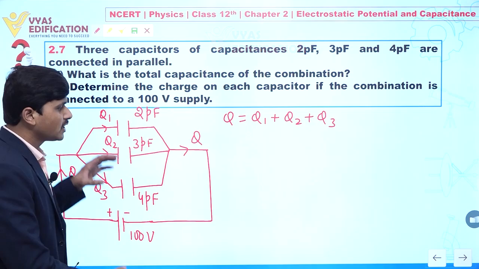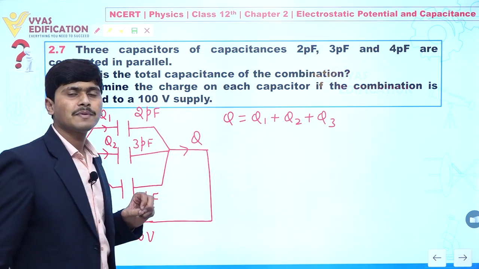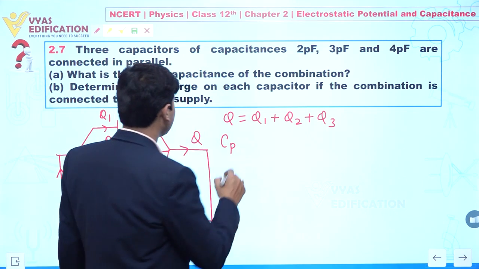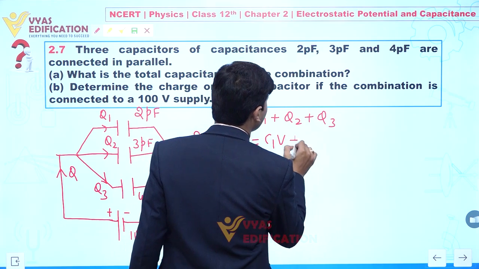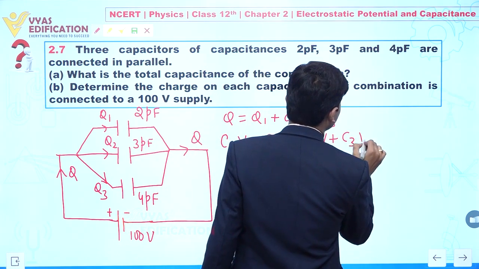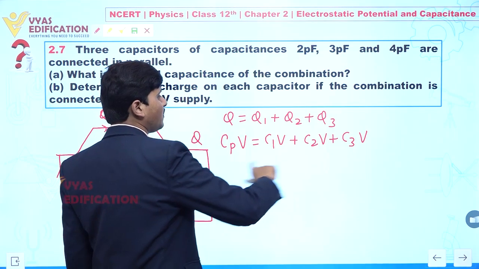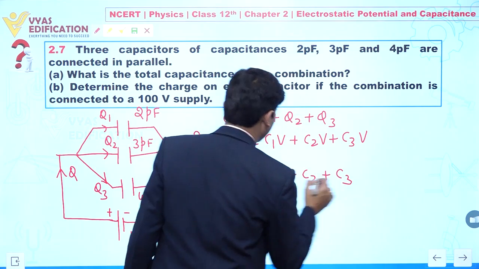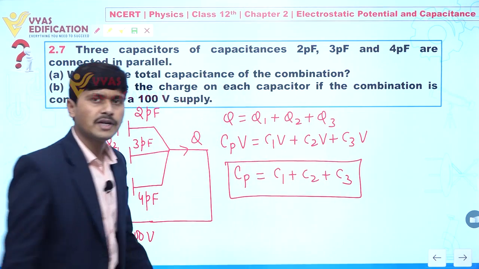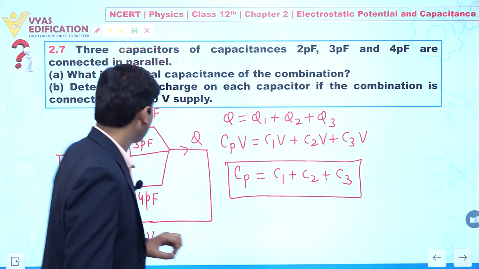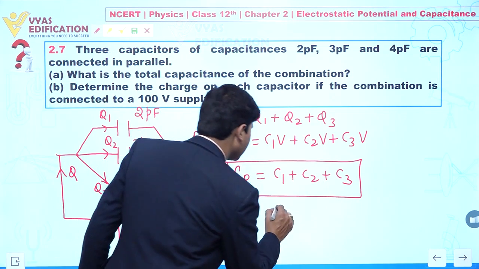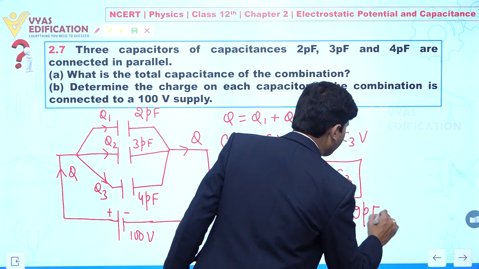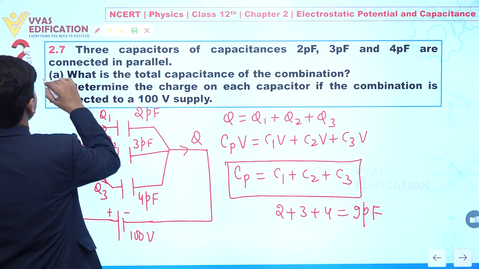Now we know in parallel combination the potential difference across the capacitors always remains the same. So let's suppose the equivalent capacitance is Cp. So Cp V should be equal to C1V plus C2V plus C3V. Now V is cancelled out, and the value of Cp is C1 plus C2 plus C3. Clear to everyone. Now what are the values given? 2, 3, 4. So 2 plus 3 plus 4 is equal to 9 picofarad. So this is the answer of the first part.